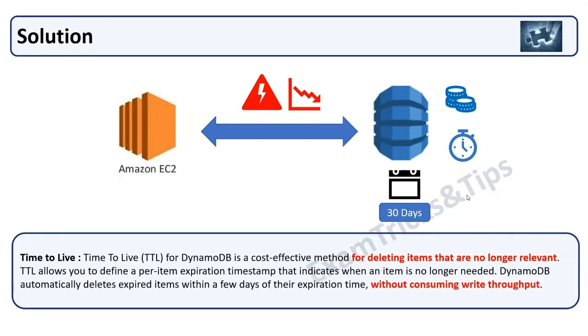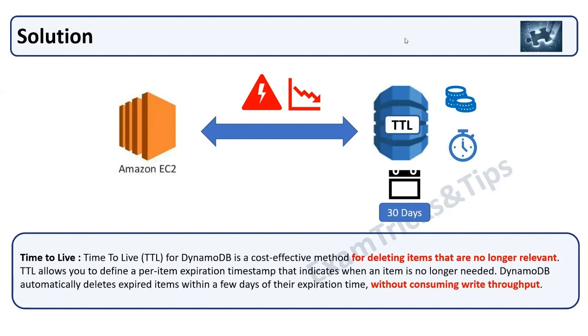There is a feature called Time to Live. It's a parameter that you have in DynamoDB called TTL. And this is your magic bullet. Time to Live for DynamoDB is a cost-effective method for deleting items that are no longer relevant. TTL allows you to define a per-item expiration timestamp that indicates when an item is no longer needed.